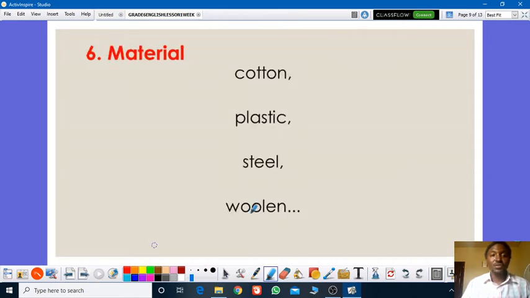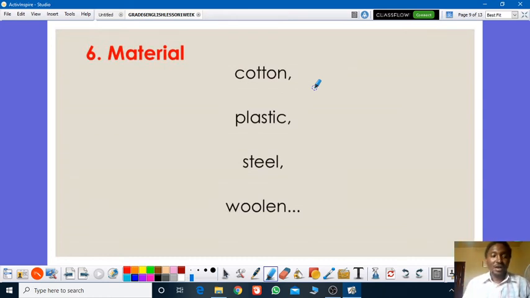Number 6, which is the last one, is material. Now that noun that you want to describe, or that pronoun, what material is it made of? Things are made of different things. For example, you could have a gold ring, you could have a cotton shirt, a shirt made of cotton.